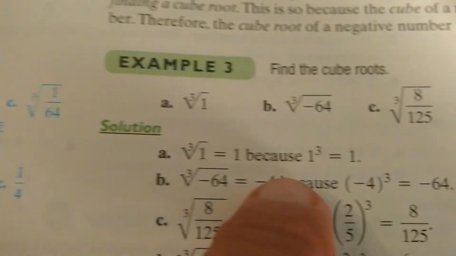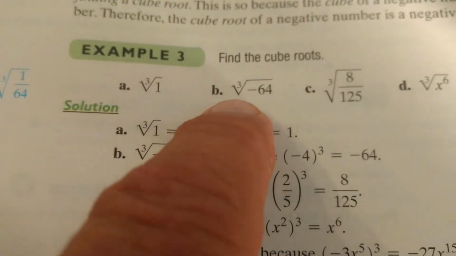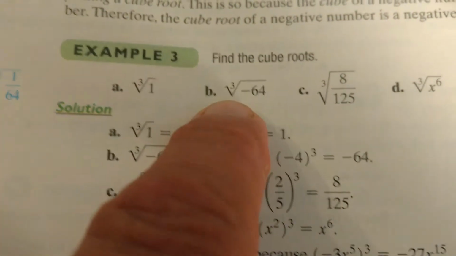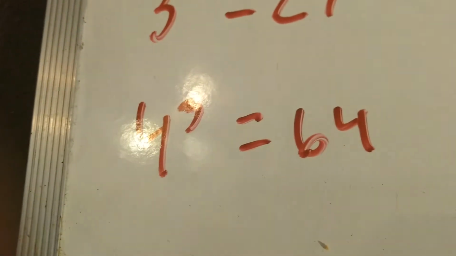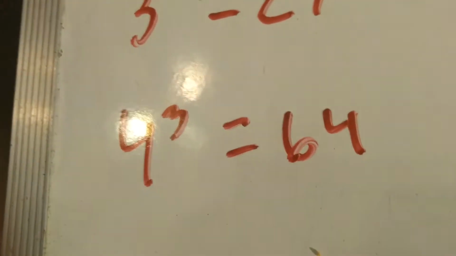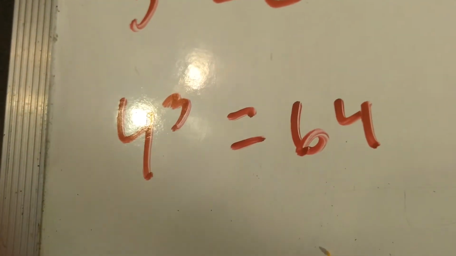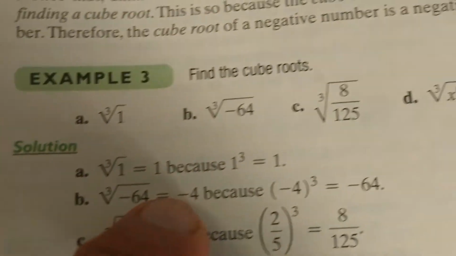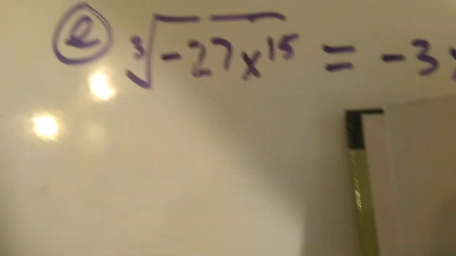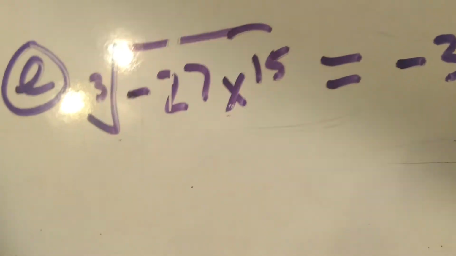Going back here, I have a cube root of negative 64. So if I come here, 4 to the 3rd power is 64. Well, negative 4 to the 3rd power is negative 64. So letter B becomes negative 4. Letter C, I'm going to do the same thing that I did on the other problem.